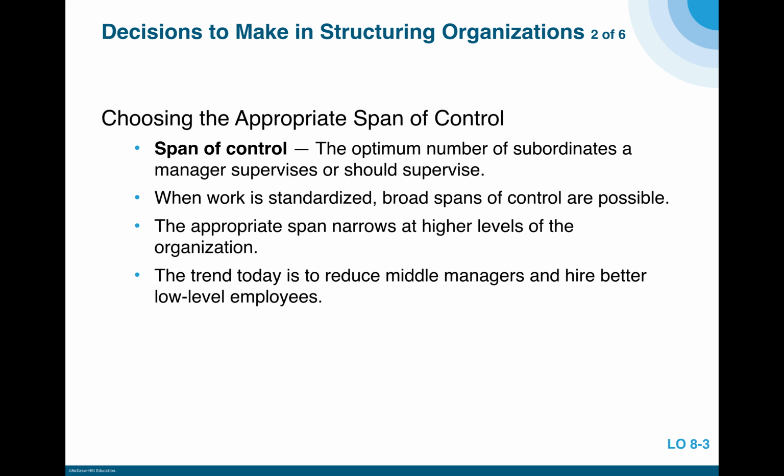And so, span of control is just the optimum number of subordinates a manager or supervisor should supervise. When work is standardized, broad spans of control are possible. The appropriate span narrows at higher levels of the organization, as you get into more complex work. You probably don't need to be managing as many people along with that complex work. The trend today is to reduce middle managers and hire better lower level employees, so that they can just relay to a higher level manager.